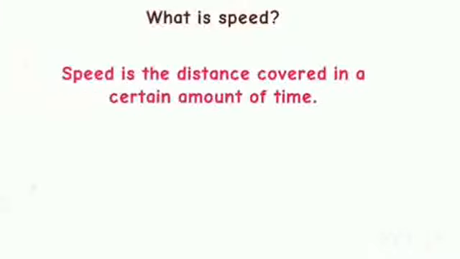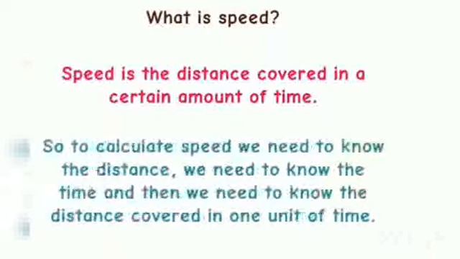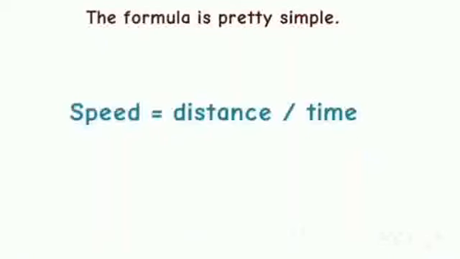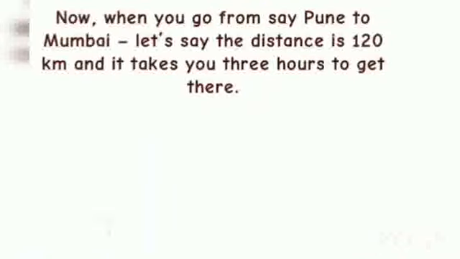What is speed? New topic. Speed is the distance covered in a certain amount of time. So to calculate speed, we need to know the distance, we need to know the time, and we need to know the distance covered in 1 unit of time. By the formula, speed is equal to distance upon time.